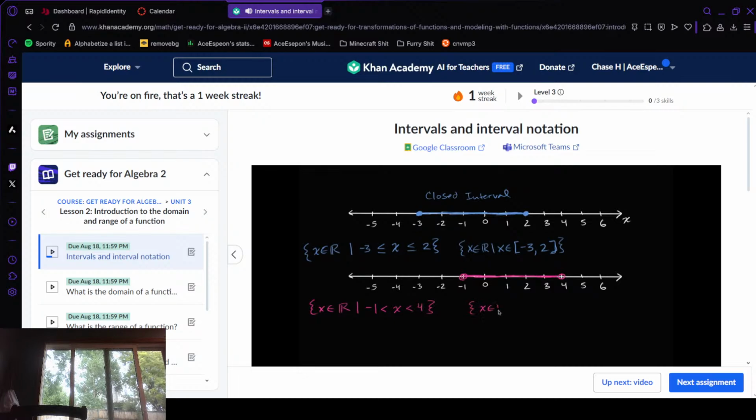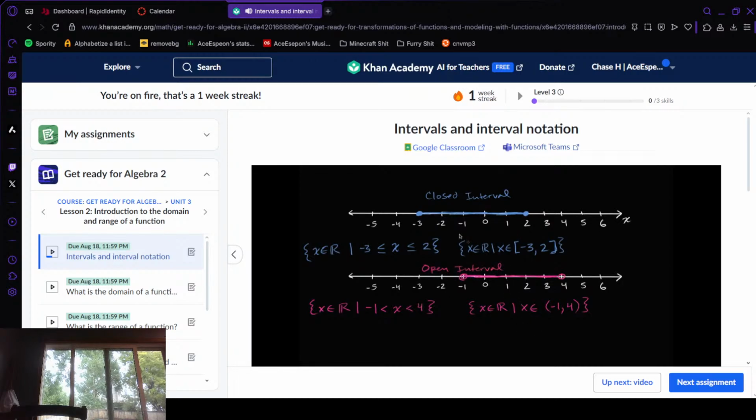x is a member of the real numbers such that x is a member of, now the interval is from -1 to 4, but I'm not going to use these brackets. These brackets say, hey, let me include the endpoints, but I'm not going to include them. So I'm going to put the parentheses right over here. The parentheses tell us that we're dealing with an open interval. So let me make it clear, this is an open interval.